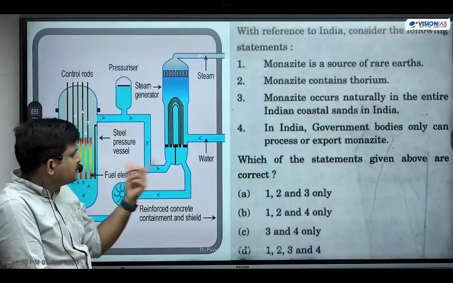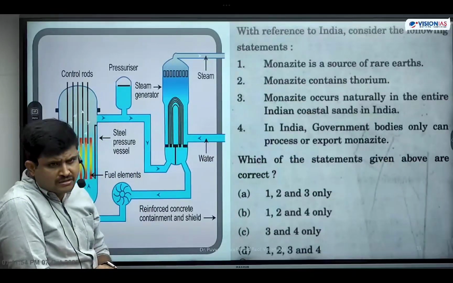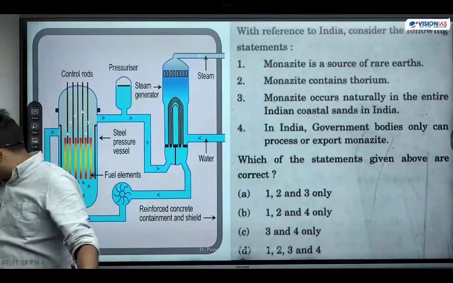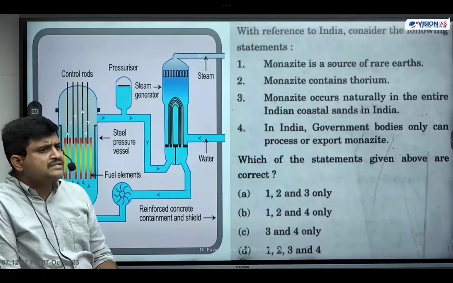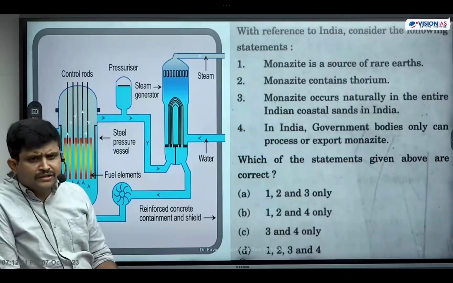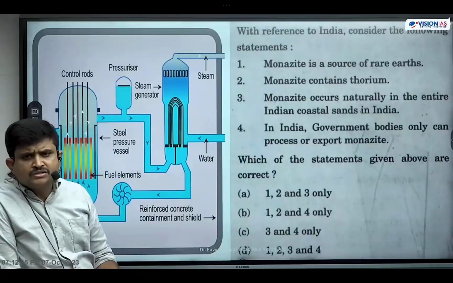Next one is, in India, government bodies only can process or export the monazite. No. Answer is 1, 2, and 3. Third point, monazite occurs naturally in entire Indian coastal sands in India. So monazite sands are nothing but the coastal sands. Across the coastline of India, we have identified the existence of monazite, meaning thorium resources.